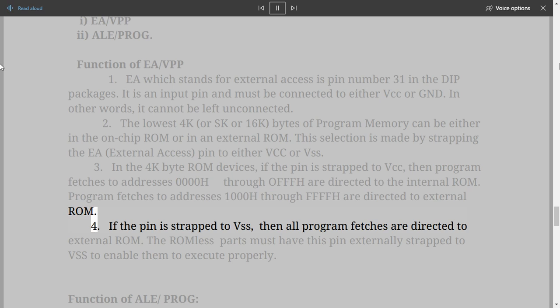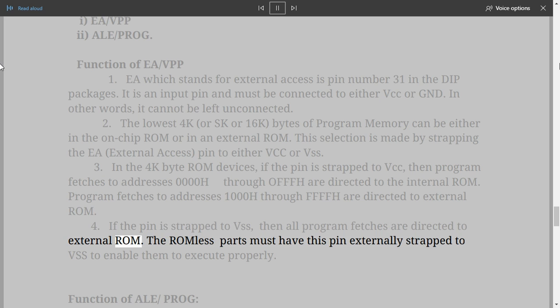4. If the pin is strapped to VSS, then all program fetches are directed to external ROM. The ROMless parts must have this pin externally strapped to VSS to enable them to execute properly.